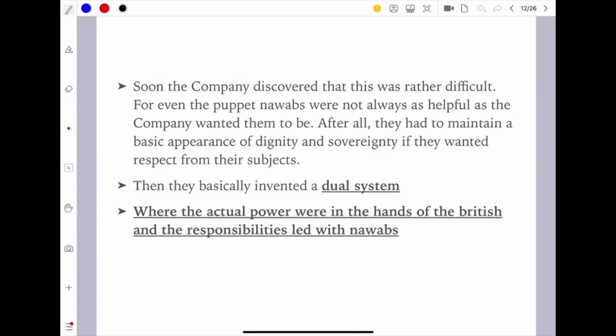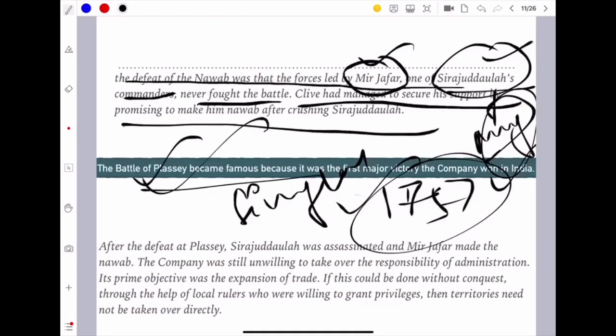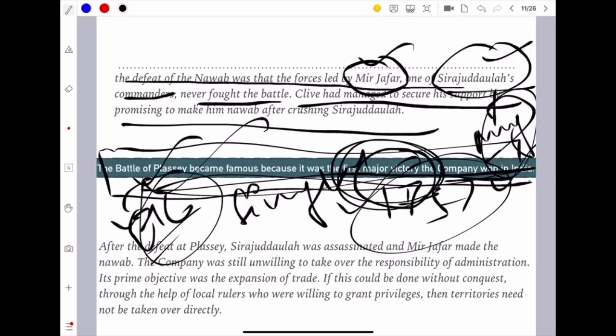Now, we know why the Battle of Plassey occurred. The main reason why the Battle of Plassey was famous was because it was the first major victory of the British company in India. The East India Company, which just came for trading in India, won a battle. It was the first victory of the Britishers in India.